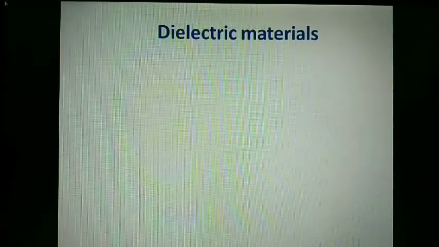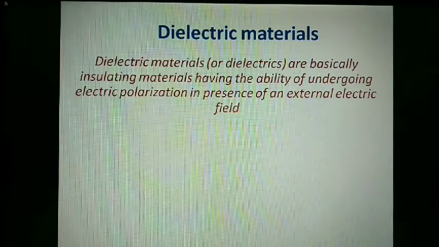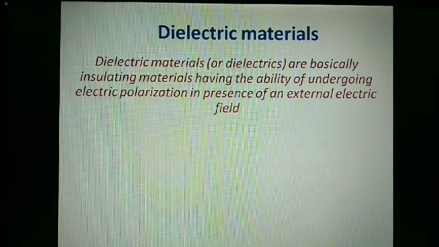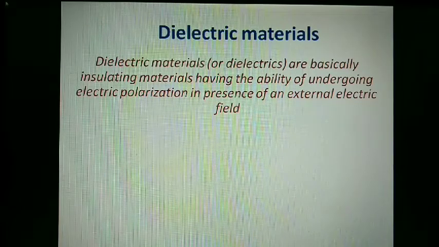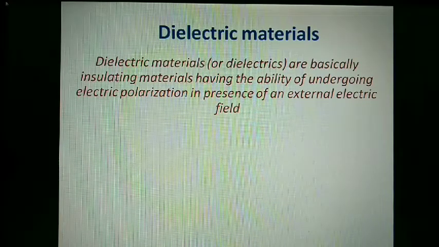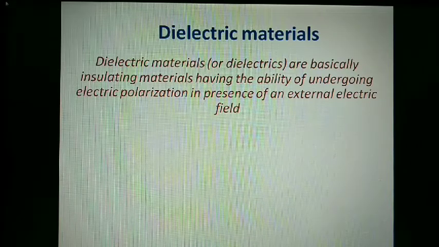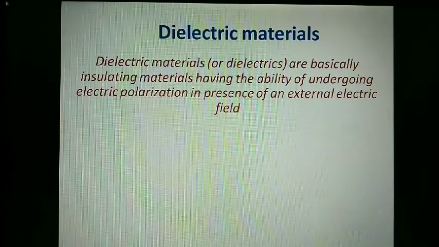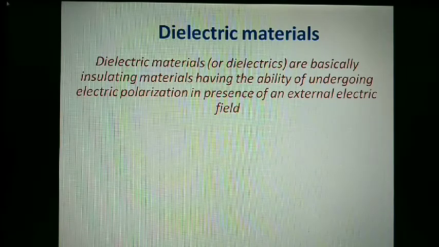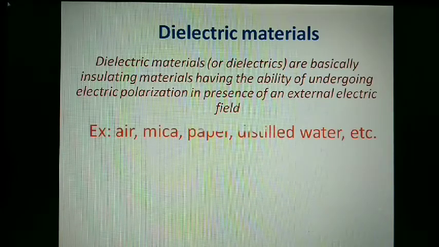Now let us understand what the dielectric materials are. The dielectric materials are basically insulating materials. They have the ability of undergoing electric polarization in the presence of an external electric field. And in some special cases, even in the absence of an external electric field, some dielectric materials will be electrically polarized. We will come to that point later. So basically, dielectric materials are the insulating materials undergoing electrical polarization under the effect of an electric field.